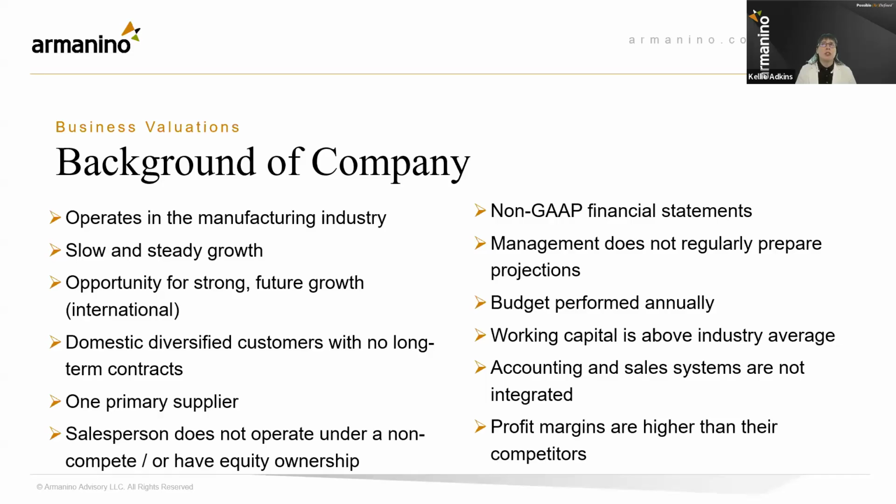They will prepare a budget annually, but not necessarily a long-term forecast for the business. The working capital, when you're looking at their industry peers, is above average. Accounting and sales systems are not integrated. And the positive here is their profit margins are higher than their competitors. But sometimes you may have to dig into that too, to understand why their profit margins are higher than their competitors in this case.